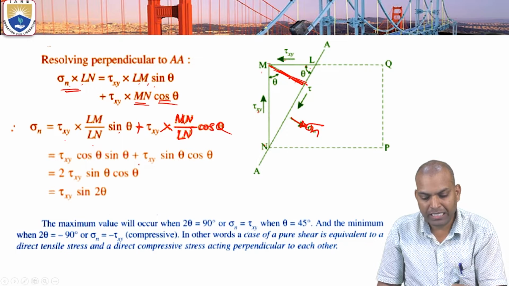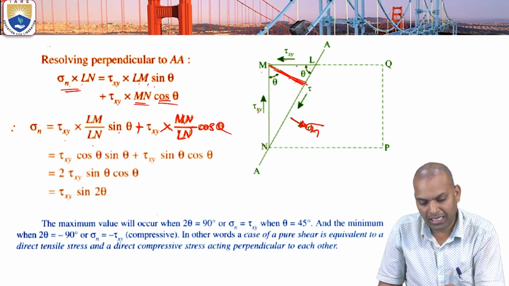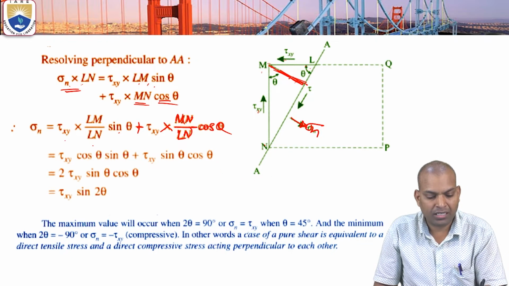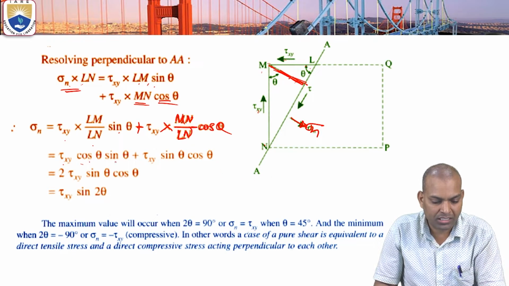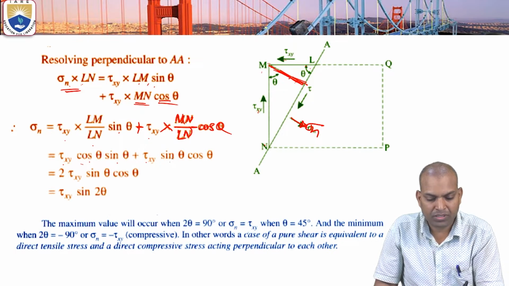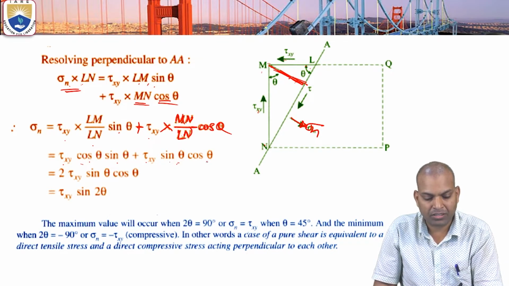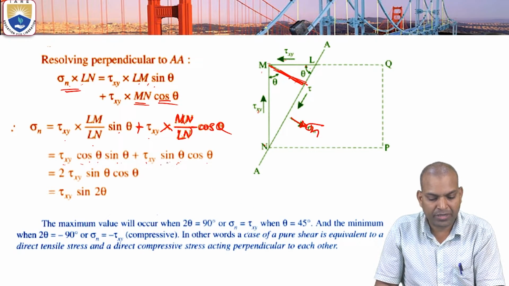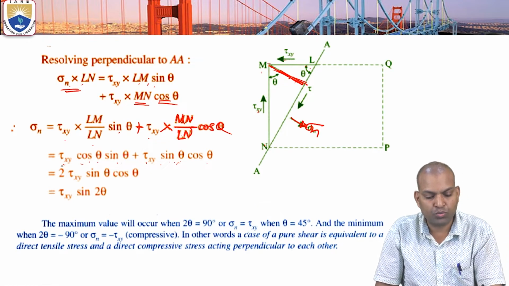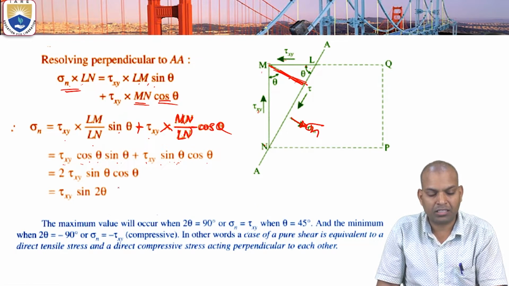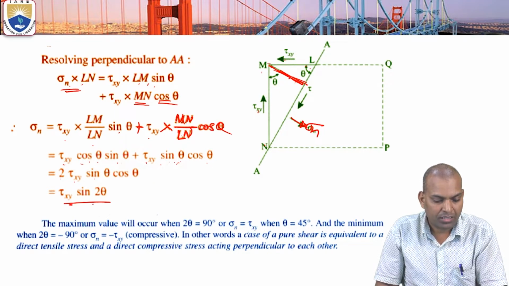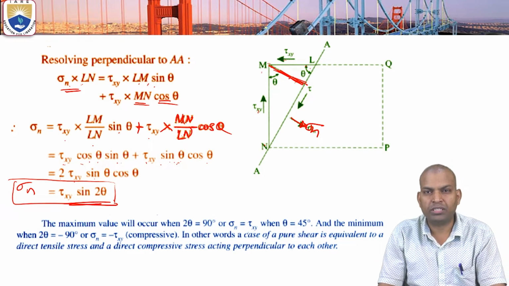Now in tau xy, what is Lm by Ln? This is the Lm and this is Ln. This Lm by Ln is nothing but cos theta, that is tau xy cos theta sin theta plus tau xy times mn by Ln, that is sin theta, times cos theta. So tau xy cos theta sin theta plus tau xy sin theta cos theta, both are equal. That means 2 times tau xy sin theta cos theta. Tau xy times 2 sin theta cos theta, that is sin 2 theta. This is sigma n equal to tau xy times sin 2 theta.